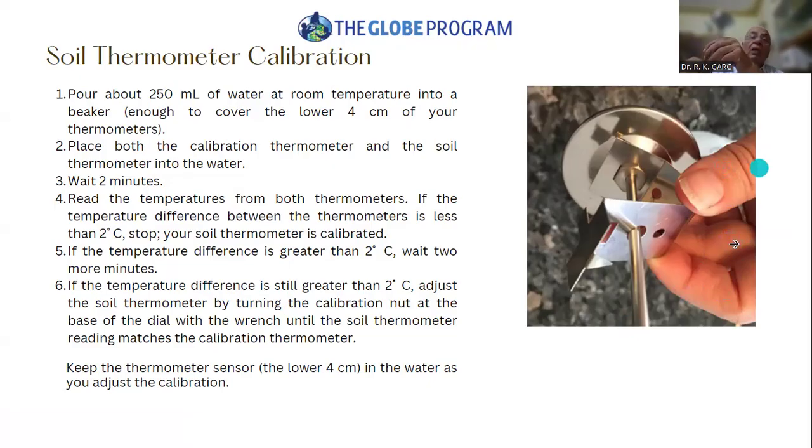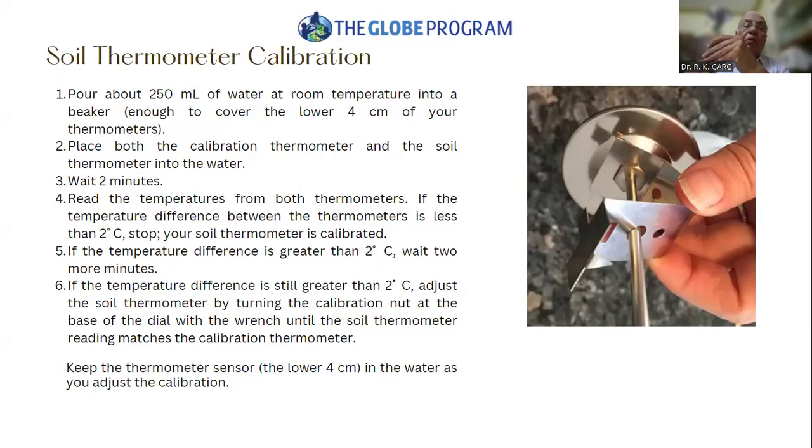So we put both. And then we try to find out whether the temperature in both of them is the same or different. You have to wait for at least 2 minutes so that the reading which comes in both thermometers, if it is the same or there is a very little difference, less than 2 degrees Celsius, then we can think that the soil thermometer is calibrated. In other words, GLOBE for soil allows you to have a small difference of 2 degrees Celsius. If the temperature difference is greater than 2 degrees Celsius, then we have to wait for more minutes and try to find out whether this is correct or not.